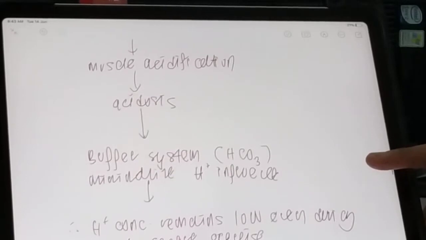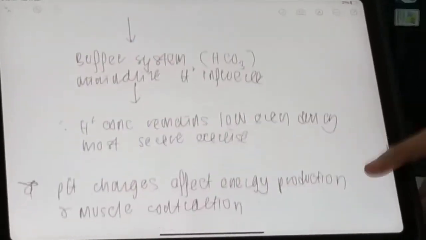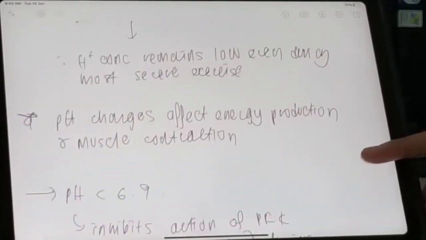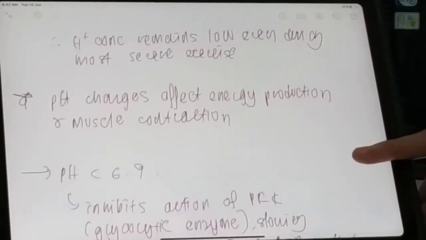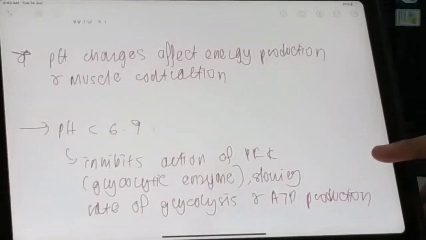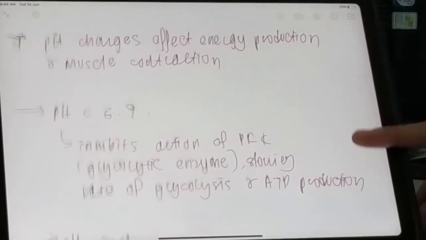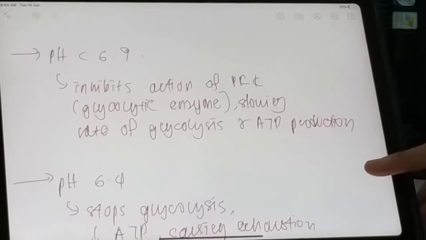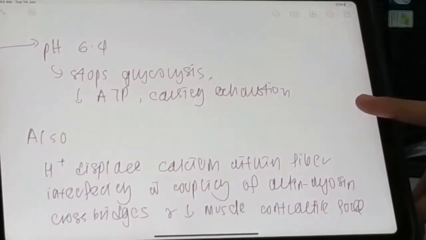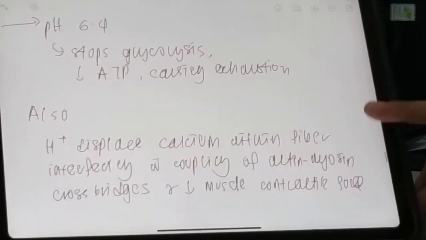Since it is already acidification, the hydrogen concentration will remain low even during the most severe exercise. pH changes affect energy production and also muscle contraction. If the pH is less than 6.9, it inhibits the action of PFK, phosphofructokinase, one of the glycolytic enzymes, slowing the rate of glycolysis and also ATP production. If the pH is 6.4, it stops glycolysis, so it reduces ATP and causes exhaustion. Also, the hydrogen will displace calcium within the fiber, interfering with coupling of the actin-myosin cross bridges and reducing the muscle contractile force.